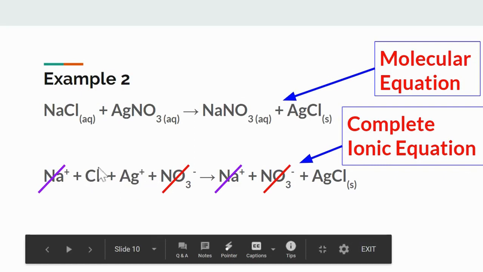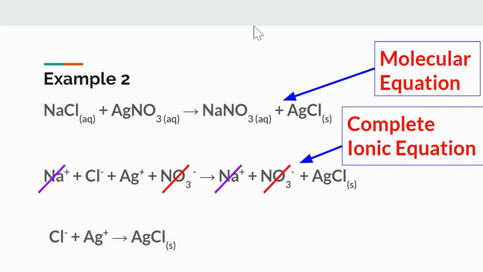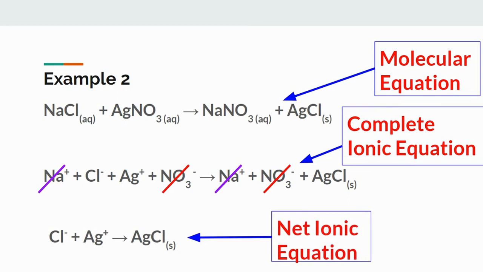On the left side here, I have Cl- and Ag+. On the right side, I have AgCl as a solid. That is not the same thing as Ag+ and Cl-. So to get my net ionic equation, I just rewrite whatever's left, which in this case was Cl- plus Ag+, and that produced AgCl as a solid. That is your net ionic equation. So those are the three different forms of writing a chemical equation. The net ionic equation is useful because it really does show you what ions and what elements actually participated in producing something new.